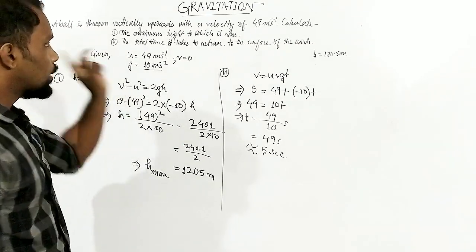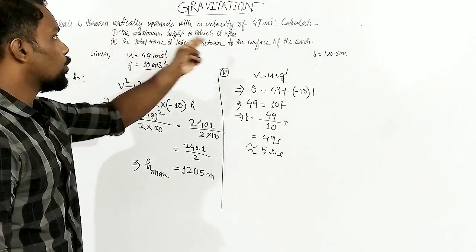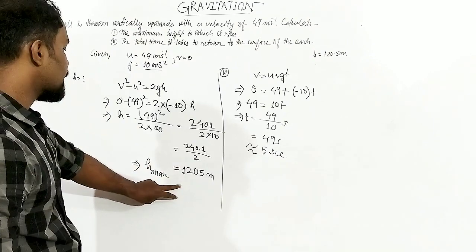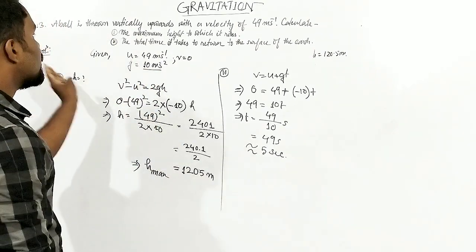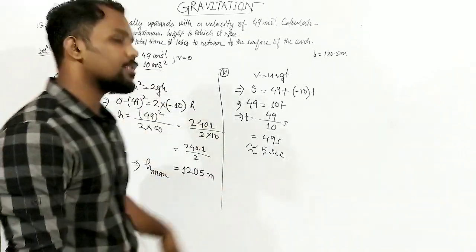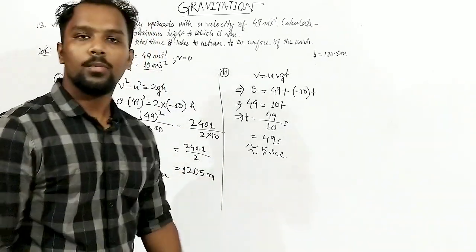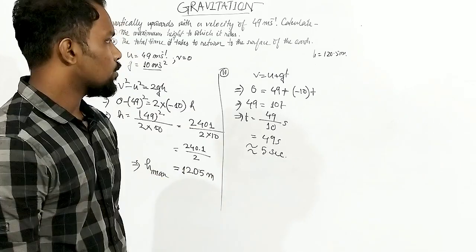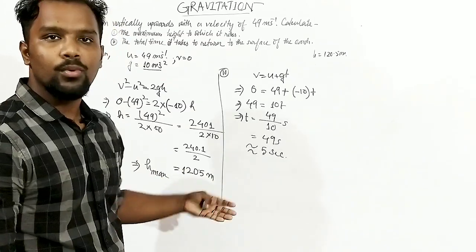So it actually asks to calculate two things. That is first, the maximum height to which it rises, that is 120.5 meter. And then the second question asks for the total time it takes to return to the surface. So this is the solution of the time, okay? That is the main solution. Okay, now we are going to move towards our next question.